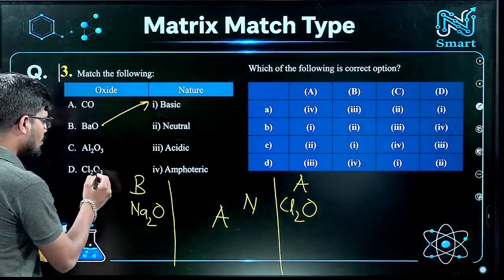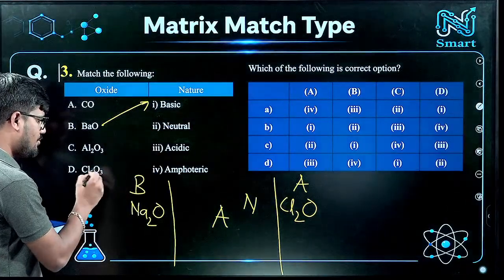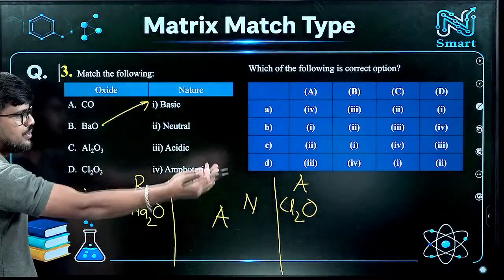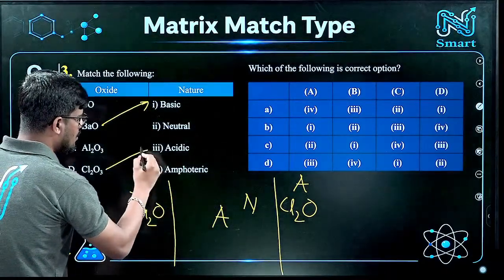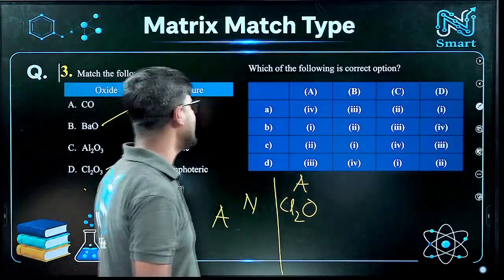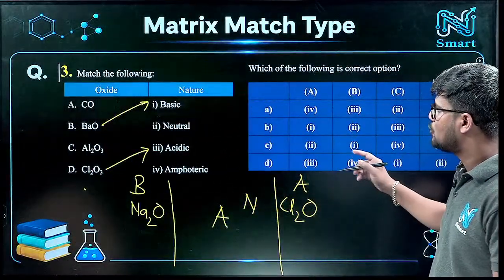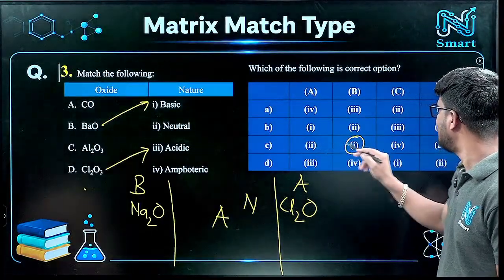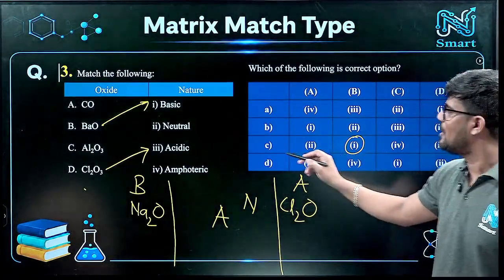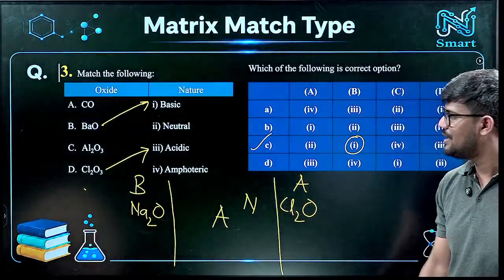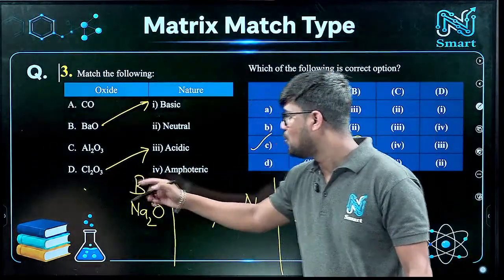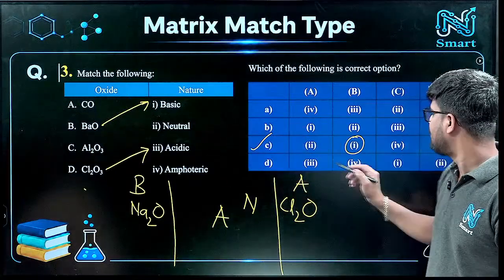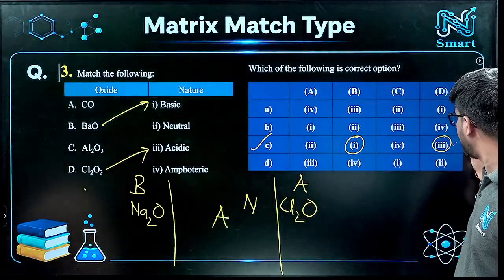Correct? Now Cl2O3, again chlorine and oxygen are more electronegative, coming from the right side, so acidic oxide. Now if you merge these two things, B should be with 1. Anything else? Nothing else. So by default your answer is here, right? So just match the other options. Cl2O3, so D should be with 3, correct.